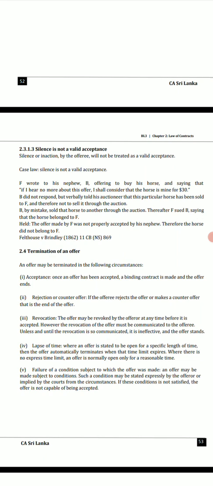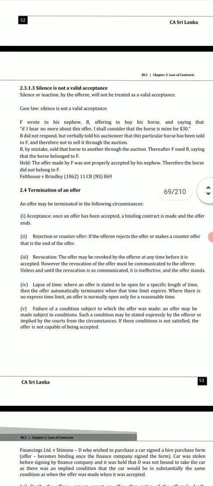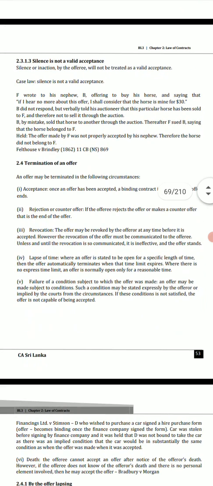So in the case of Felthouse versus Bindley, F wrote to his nephew B, offering to buy his horse and saying that if I hear no more about this offer, I shall consider that the horse is mine for 30 pounds. B did not respond, but verbally told his auctioneer that this particular horse had been sold to F and therefore not to sell it through the auction. B by mistake sold the horse to another through the auction.